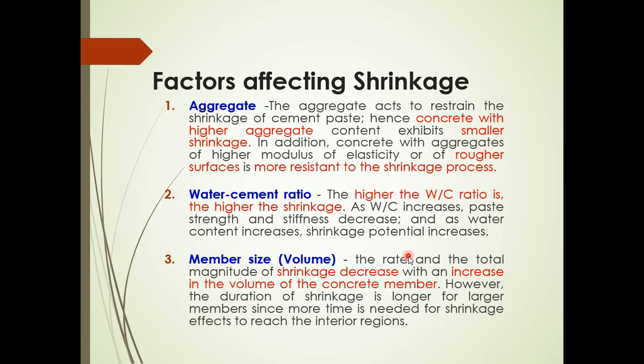Factors affecting shrinkage. So we have actually 5 factors. The first one is the aggregate. The aggregate acts to restrain the shrinkage of the cement paste, so concrete with higher aggregate content exhibits smaller shrinkage. And also, concrete with aggregate of higher modulus of elasticity or rougher surface is more resistant to the shrinkage process.